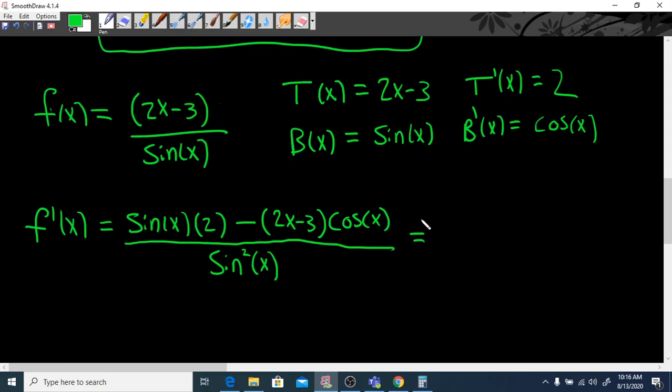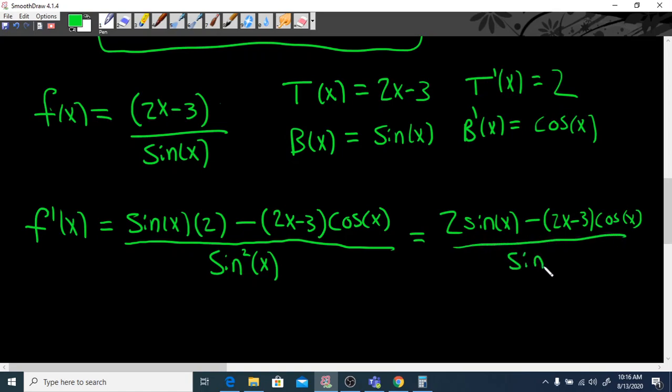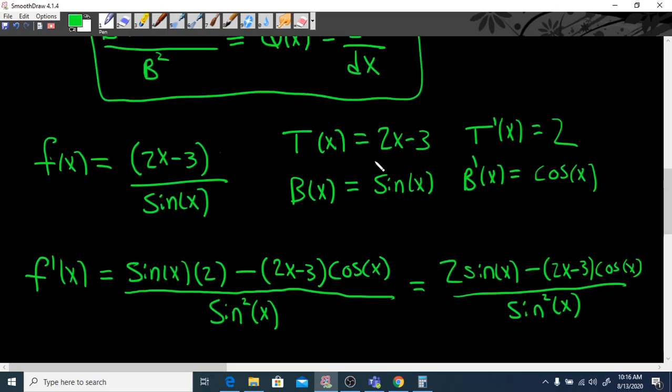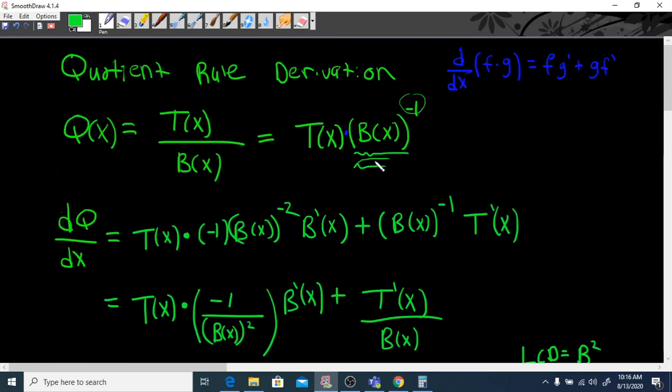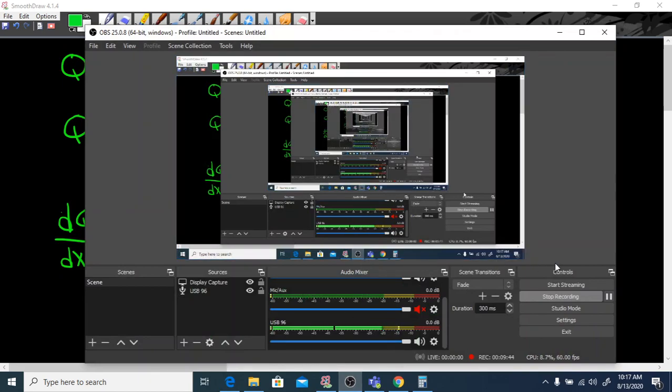And we clean up if we can. I'm not really seeing a whole lot we can do. 2 sine x minus 2x minus 3 times cosine over sine squared. Yeah, not really anything we can do there. But that's it. That's a simple example of the quotient rule and its derivation. Okay, so I'm going to call this video. Next video we'll do some examples.